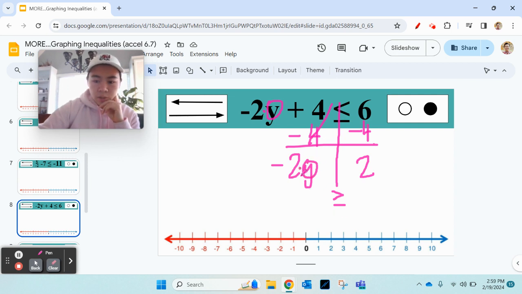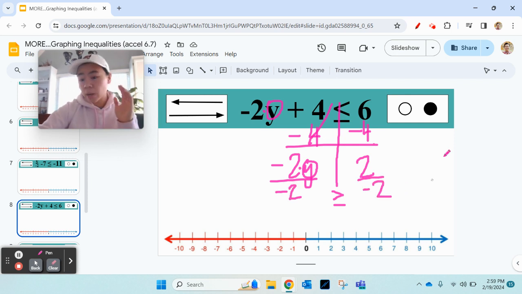This is multiplication, so I'm going to divide by -2. And remember, nowadays we show our division with a fraction. We're not going to see this symbol anymore for division. We're going to draw a fraction. -2 divided by -2 is 1, so you're left with 1y.